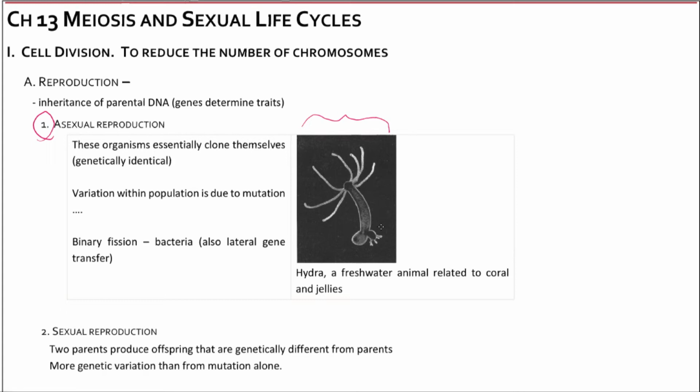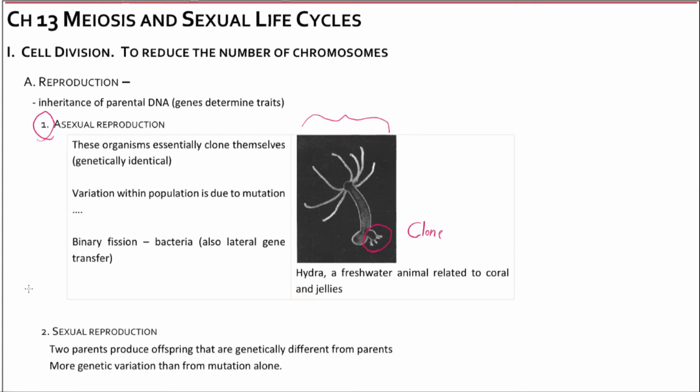In this particular case, this organism is undergoing budding. It's producing offspring using mitosis. This offspring, as we said before, is going to be a clone of the parent that it came from, because there is no second parent contributing DNA.